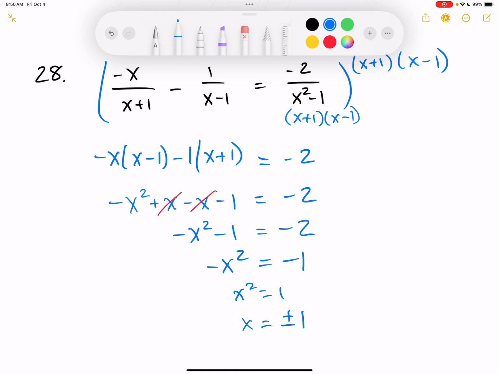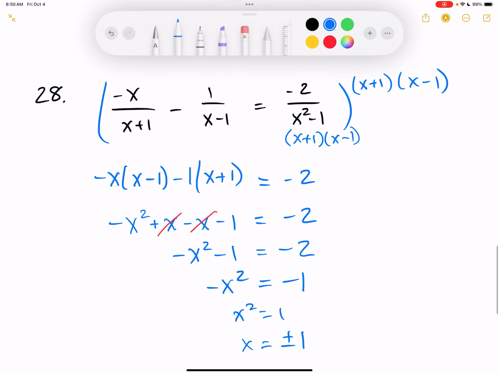Plus or minus 1. Now, if I plug in a positive 1 up here, is that going to cause a problem anywhere? Yes, it is going to cause a problem because this would make this one 0. It would also make this one 0. If I plug in a negative 1, is that going to cause a problem anywhere? Yes, it's going to cause a problem here and also over here. So this one is actually no solution.